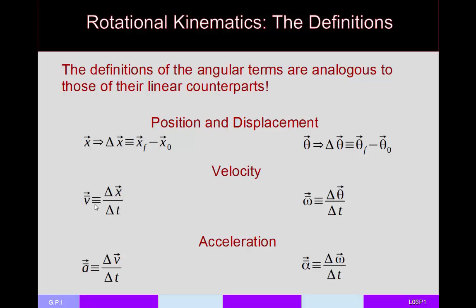Velocity, the average velocity was change in position per unit time, or displacement divided by time. And again, you could get an instantaneous velocity by taking the limit as this time goes to very small time, for example, to 0. And for angular velocity, there's a very similar definition. It's the angular displacement per unit time. And with acceleration, you have the change in velocity per unit time. With angular acceleration, for the average, you have a change in angular velocity per unit time.